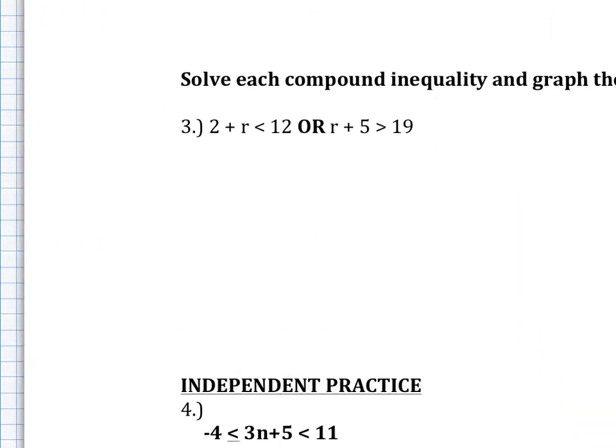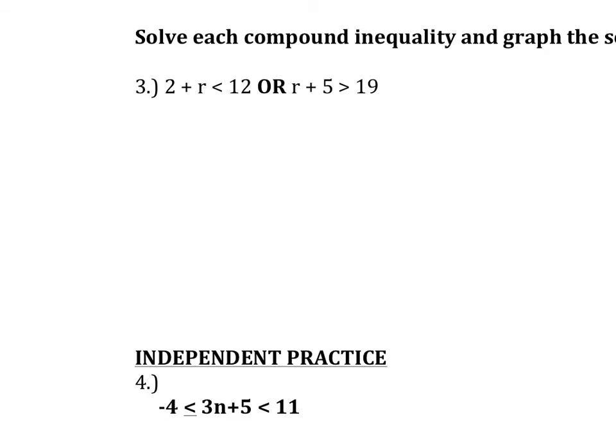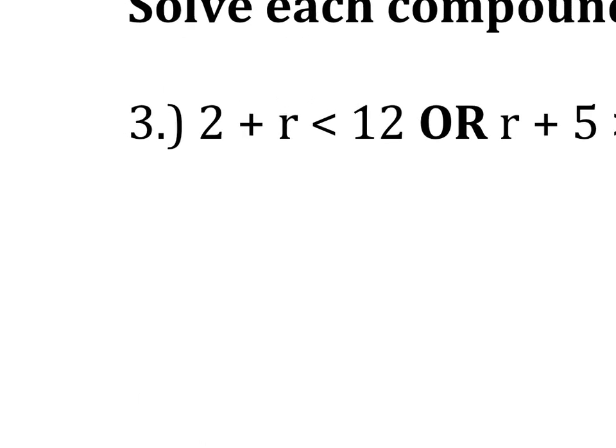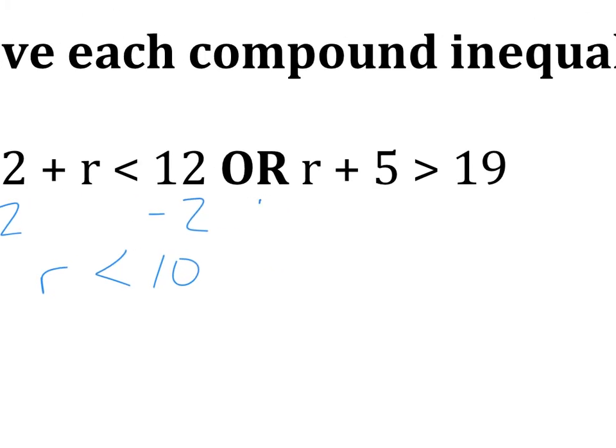Okay, so on this one, we have 2 plus r is less than 12, or r plus 5 is greater than 19. We're going to solve each of these individually, just like before. So to solve this first one, we're going to subtract 2 from both. So r is less than 10. Bring the or down. And then subtract 5 from this one. So r is greater than 14.